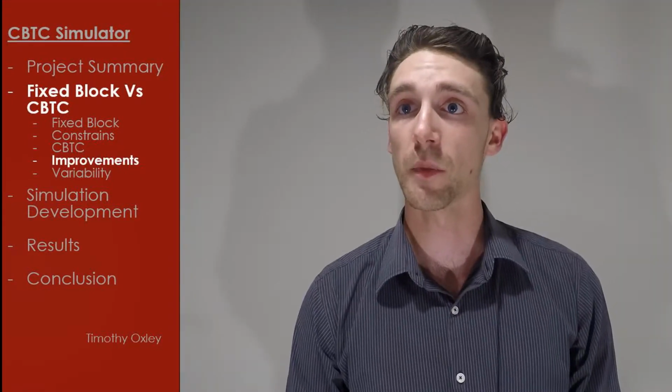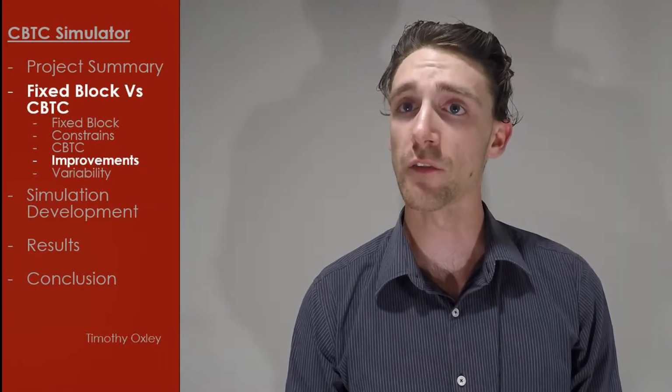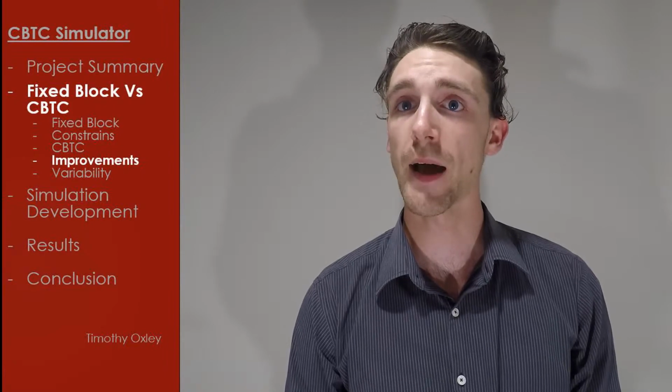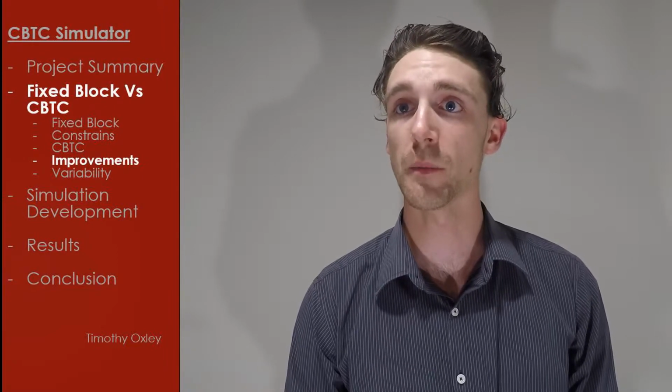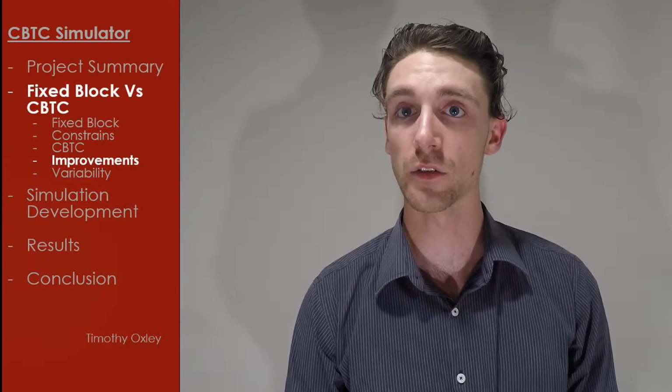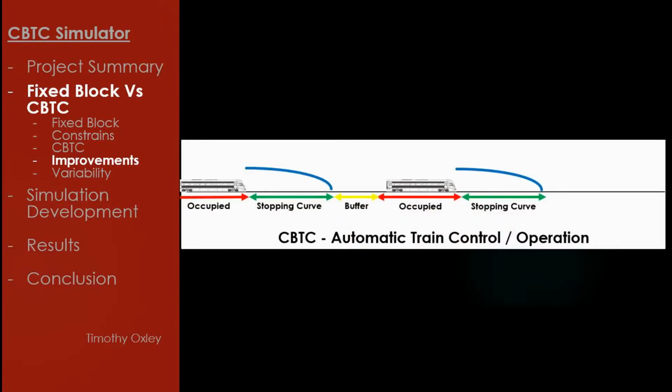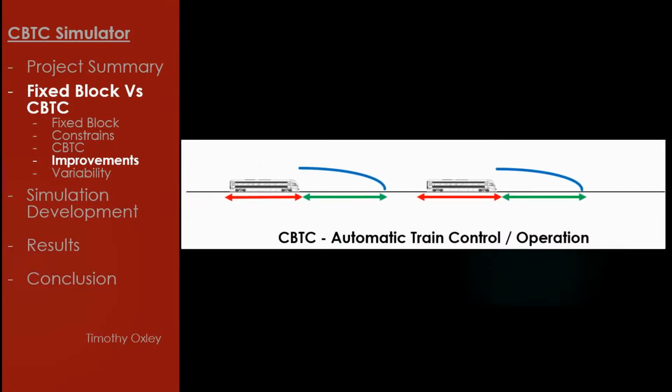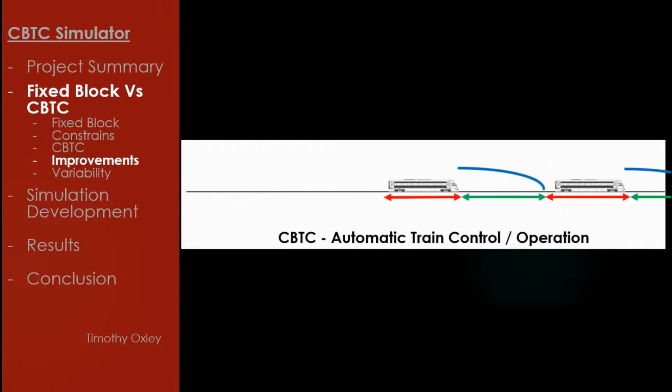This allows signals to be removed from the field and placed into the driver's cab, constantly providing feedback to allow finer control and reducing the buffer distance required between trains. A further advancement to CBTC is automatic train control, which reduces buffer distances even further because the system no longer needs to account for a human's reaction time to a changing signal.